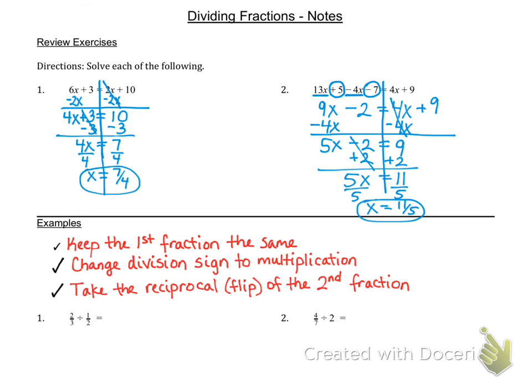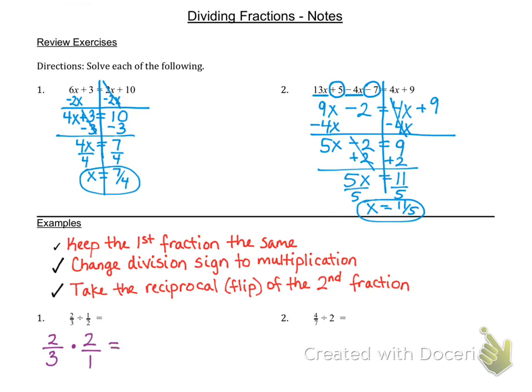So for example, number 1, we have 2/3 divided by 1/2. So I'm going to rewrite 2/3. That stays the same. First fraction stays the same. I'm going to change the division sign to a multiplication sign. And then I'm going to flip the second fraction. So instead of 1/2, it's going to be 2/1.